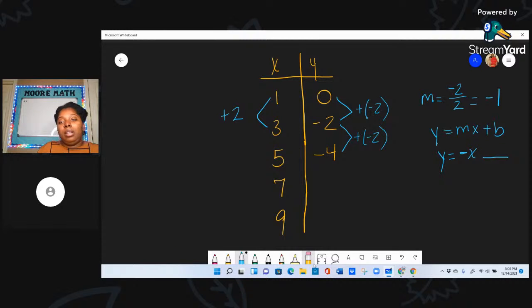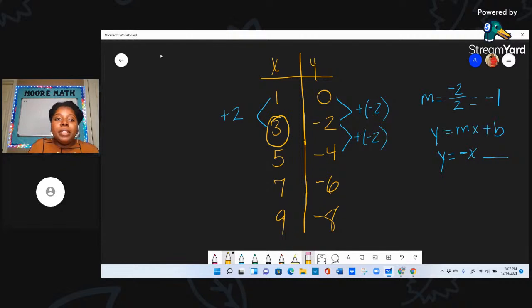So let's plug in an x. First of all, finish the pattern. So what do we have? If on the y's we're adding -2, what should the next one be? -6, -8. Excellent. So now, give me any of these x's. 3. All right. So let's do 3.